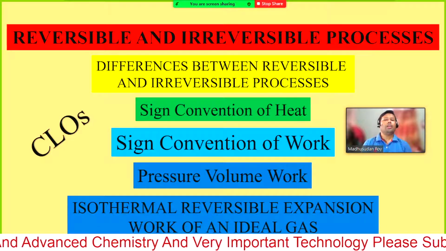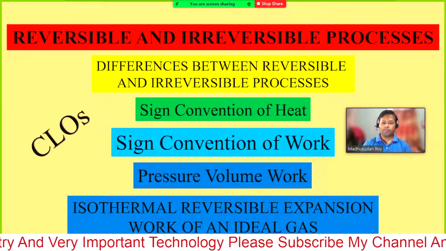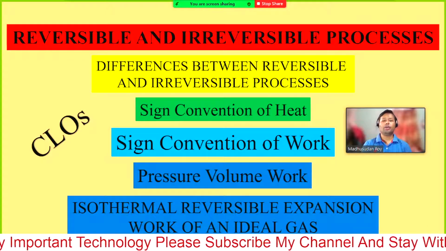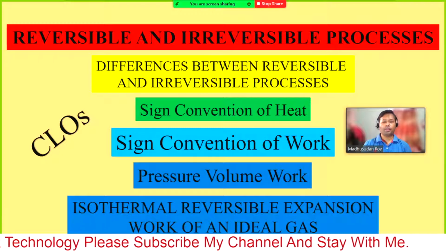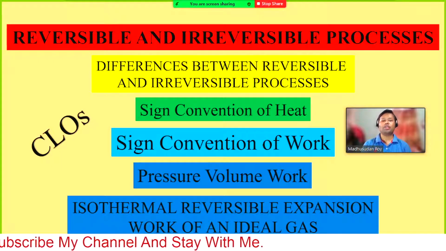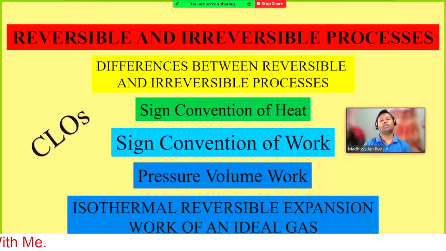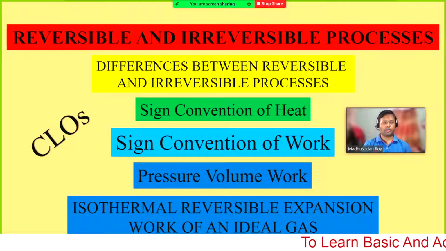Then also we will learn together the sign convention of work. After that we will try to learn about the pressure volume work, and finally, if I have enough time, then isothermal reversible expansion of an ideal gas. So these are the class learning objectives of today's class. So let's start from the reversible and irreversible process.